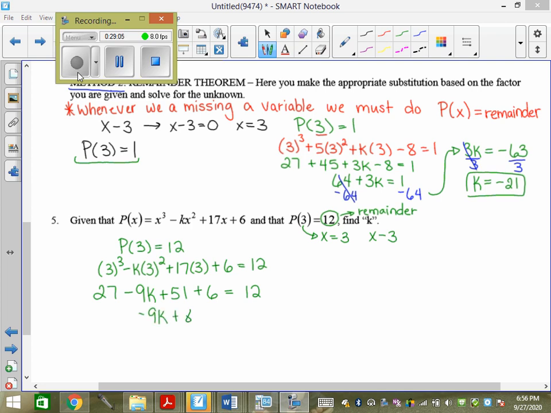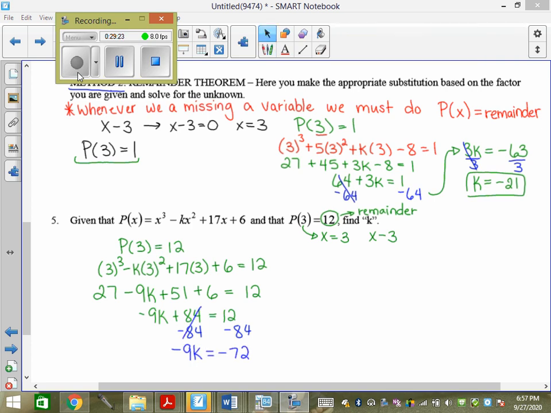Minus 9k plus 84 equals 12. And we subtract 84. And I'm going to get negative 9k equals negative 72. Divide by negative 9. K equals 8.